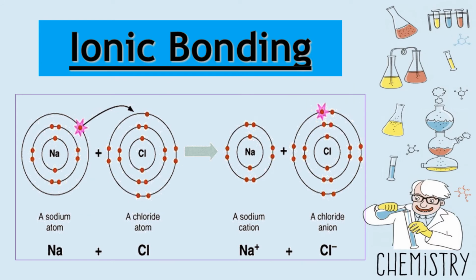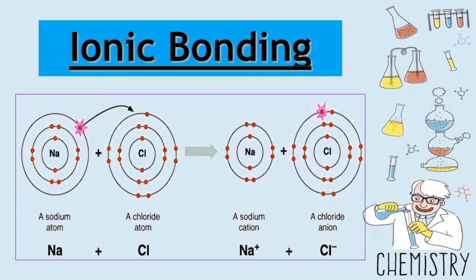Now, ionic bonding means the transfer of 1 electron from the sodium atom to the chlorine atom to become sodium chloride. This bonding that happens between a metal and a non-metal is called ionic bonding. Always remember, ionic bonding is the transfer of electrons between a metal and a non-metal. The best example for this is sodium chloride.